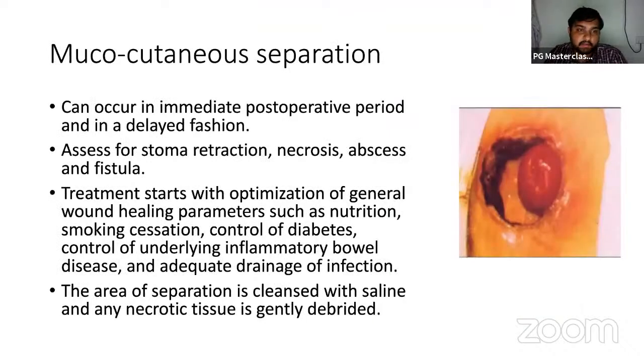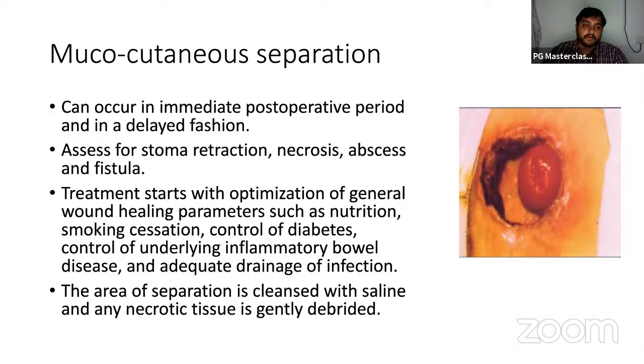In mucocutaneous separation, it can occur in the immediate post-operative period or in a delayed fashion. We will have to assess for stoma retraction, necrosis, abscess or fistula. Fistula formation, abscess formation and necrosis are usually late causes, when mucocutaneous separation occurs in a delayed fashion. We should assess for necrosis, abscess and fistula at the level of the fascia, and assess if there is a stoma retraction present after mucocutaneous separation, which is usually in the immediate post-operative period.